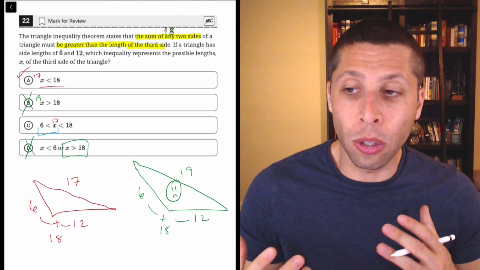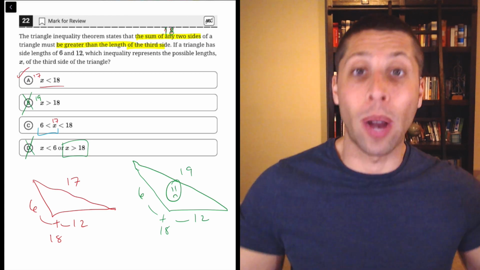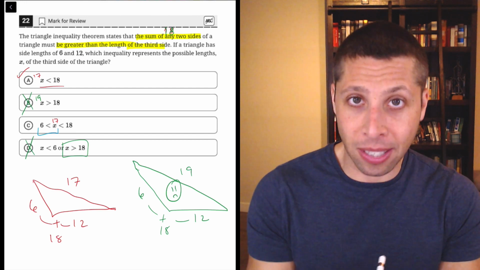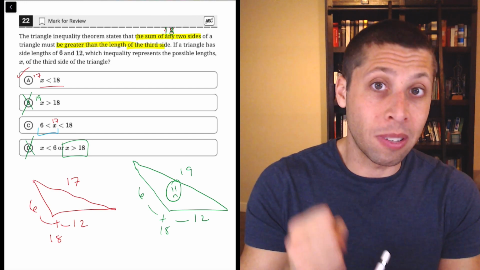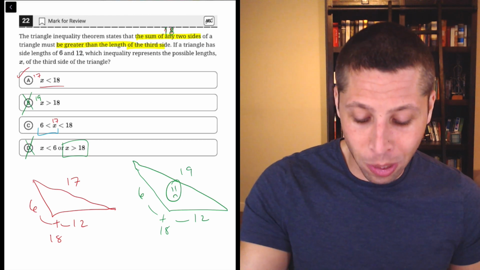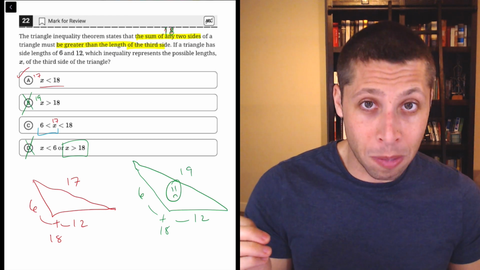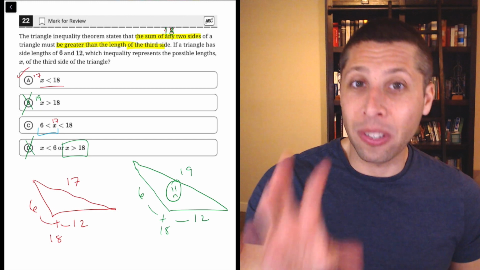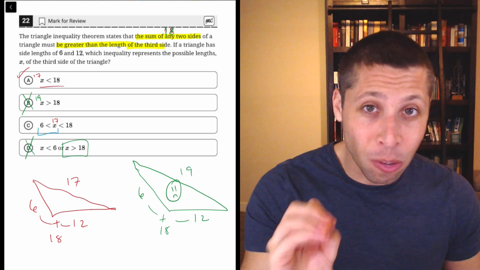So what we want to do, especially with inequalities on any question, is test the limits of the inequality. In some cases, we want to pick numbers that fit the inequality. So we did that with choice A when we picked 17. We did that with choice B when we picked 19. We chose numbers that fit the inequality, that made sense with the numbers.